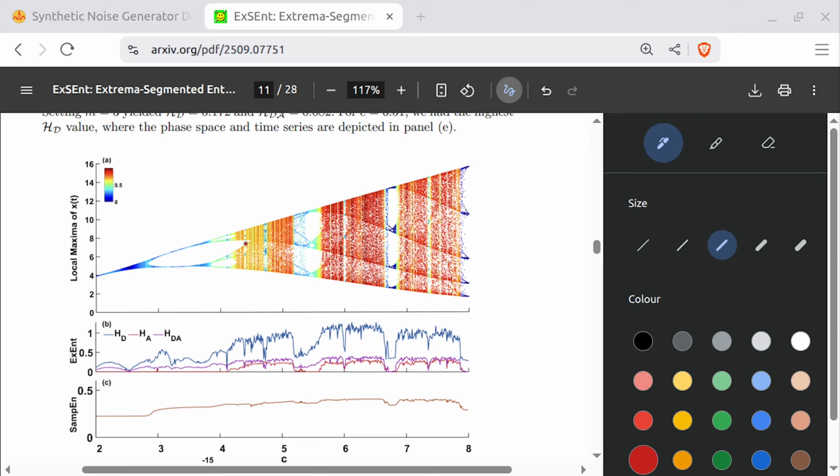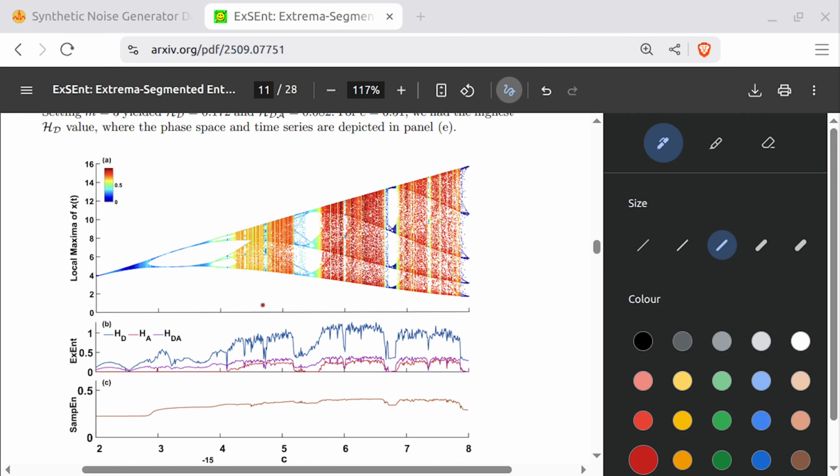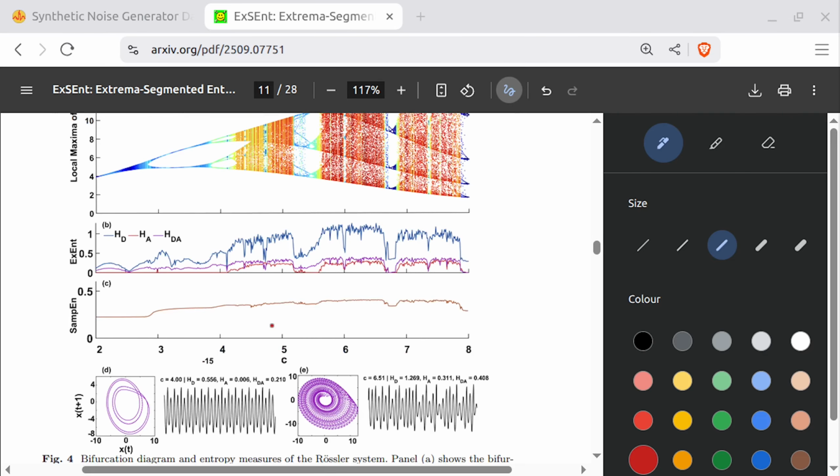Can you explain it in plain language, like you are talking to a high school student? All right, imagine you have a simple machine that makes a pattern, and you can change one knob on it. This knob is called C in our graph. The top part, panel A, shows you all the possible patterns that machine can make as you turn that knob. When C is small, the machine makes a very simple, predictable pattern. It's like a single dot or a few dots on the graph. But as you increase C, the pattern gets more complex, splitting into many dots, and eventually, it becomes completely jumbled and unpredictable, like static on an old TV.